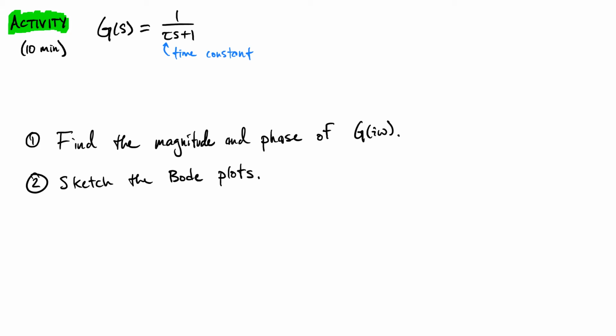So for now, we're going to take a look at just this particular case of a single pole. Your goal is to essentially do the same kind of analysis: identify what g of i omega is, substituting in i omega where you see s, then find the magnitude and phase of that, and then try to sketch out what the Bode plots should look like based on those values. So go ahead and give this a shot, and then I'll show you my solution.